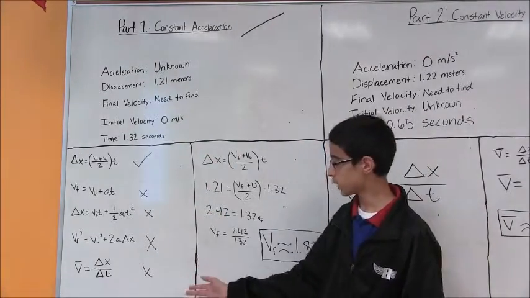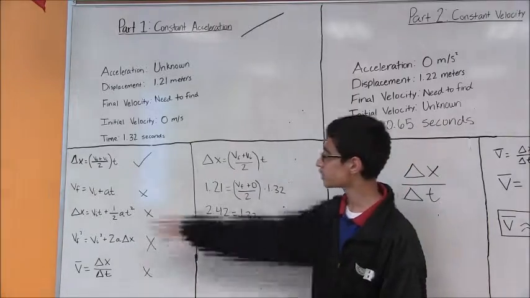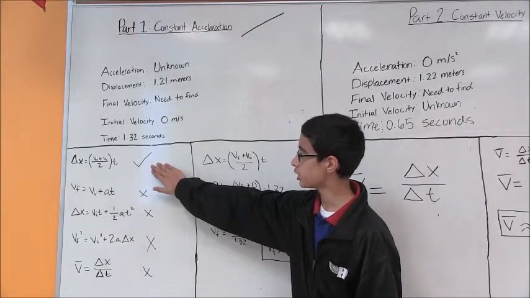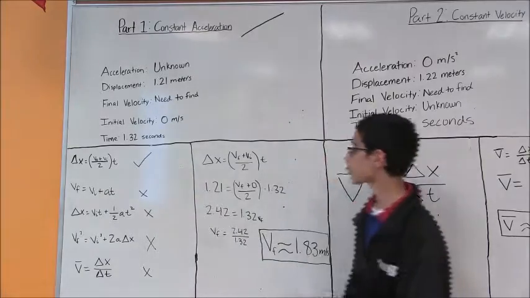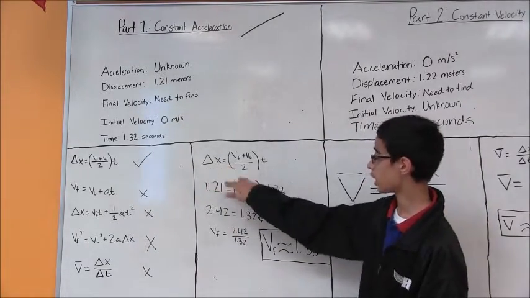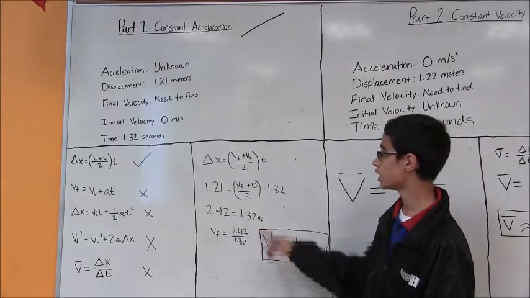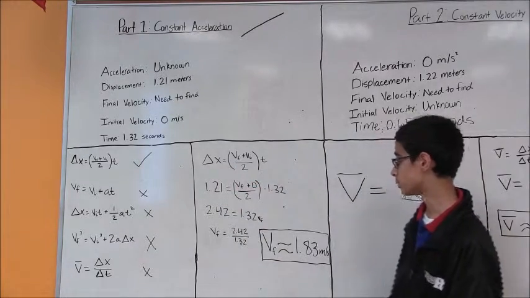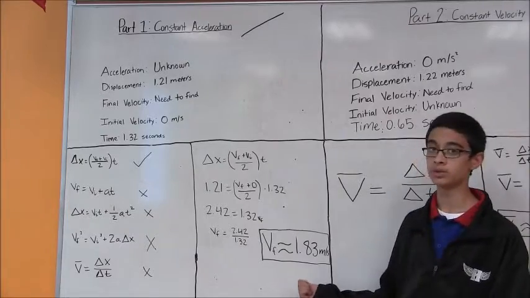So I have a few kinematic equations for me to use. As you can see, the best fit for this situation is this equation here. So if you look at my calculations, I plug in the values for all of the variables and solve for the final velocity to obtain a result of 1.83 meters per second.